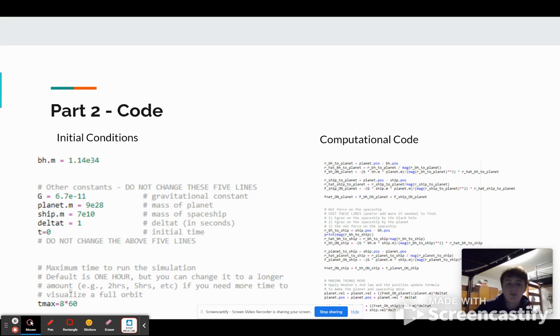Initial conditions: we use the black hole mass that we found in part 1, and the other initial conditions stay the same. The computational code on the right is how we break down a lot of the equations into getting how the rocket moves and how the planet moves. Also important that mine only took about 8 minutes. So the Tmax is 8 times 60, so 8-ish minutes.